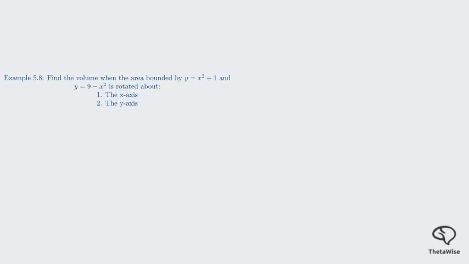The problem asks for the volume when the area bounded by the curves y equals x squared plus 1 and y equals 9 minus x squared is rotated about both the x and y axes. Step 1. Sketch the graphs and find the points of intersection. The first curve, y equals x squared plus 1, is a parabola opening upwards with its vertex at 1. The second curve, y equals 9 minus x squared, is a parabola opening downwards with its vertex at 9.